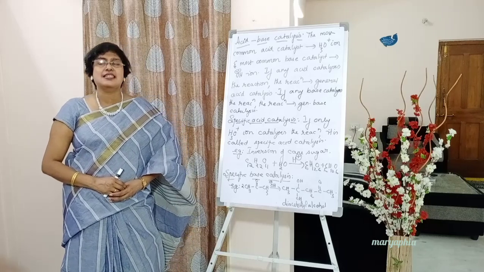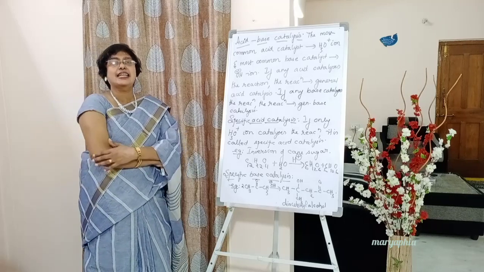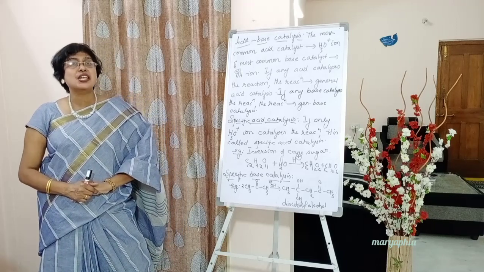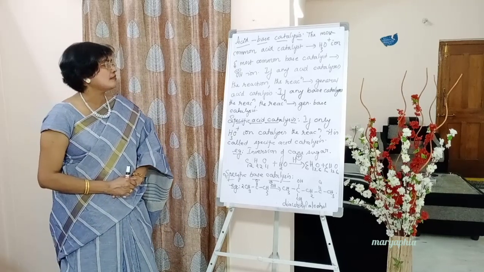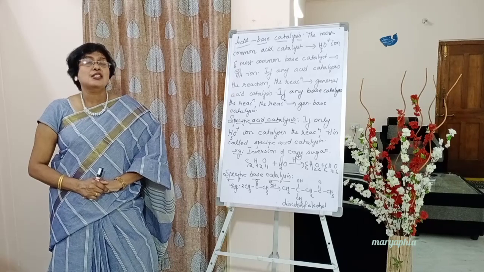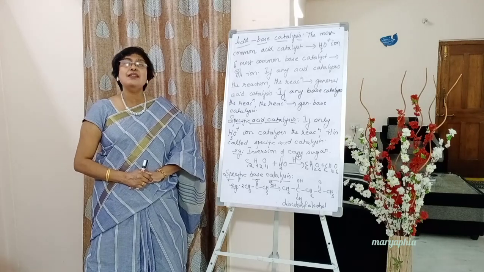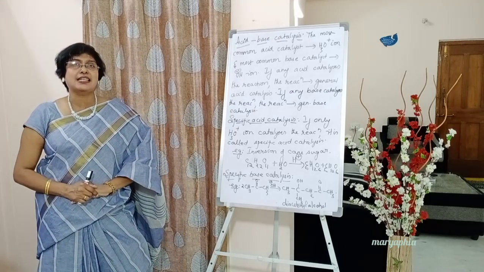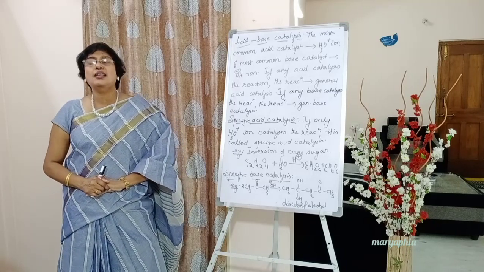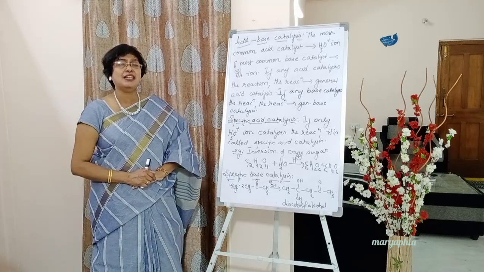Below write down, students. Suppose if any acid catalyzes the reaction, then we call it general acid catalysis. Suppose if any base catalyzes a reaction, we call it general base catalysis. Okay, general acid catalysis and general base catalysis, students. Suppose if a reaction is catalyzed by H3O plus, hydronium ion, then we call it specific acid catalysis. Suppose if a reaction is catalyzed by OH minus ion, then we call it specific base catalysis. Okay. So now, how many points you have learnt?